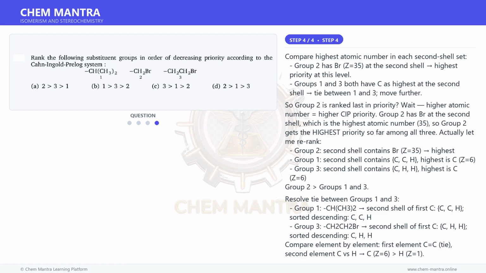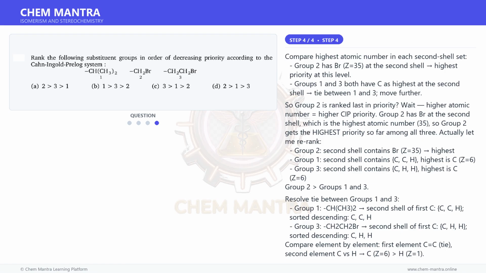Higher atomic number equals higher CIP priority. Group 2 has Br at the second shell, which is the highest atomic number, 35, so group 2 gets the highest priority so far among all three.